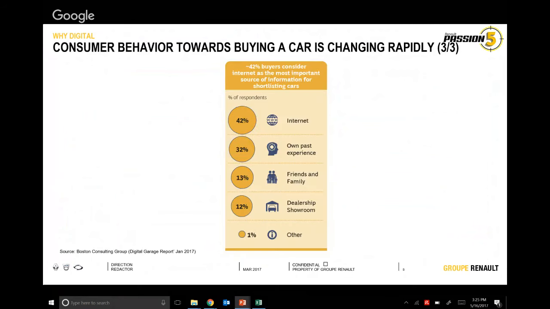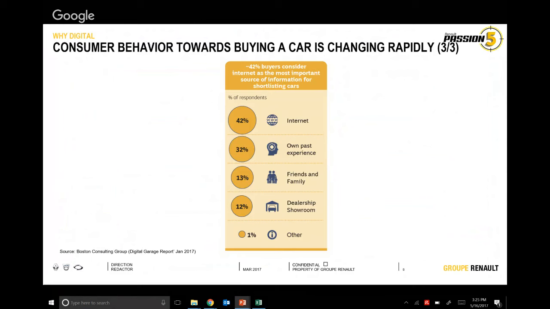Now if we analyze this more, we see the source of information that people rely on. 42% of people rely on the internet as their source of information in deciding what car they want to buy, and only 32% rely on their past experience. Like if I was a Maruti customer previously, I would go again for a Maruti. If I'm a Renault customer right now and I have had a good experience with the dealer and the product, I would go with Renault again. So this chunk of people is 32%.